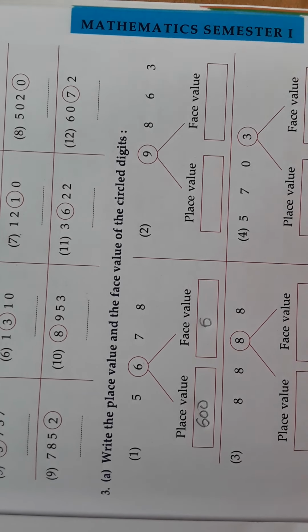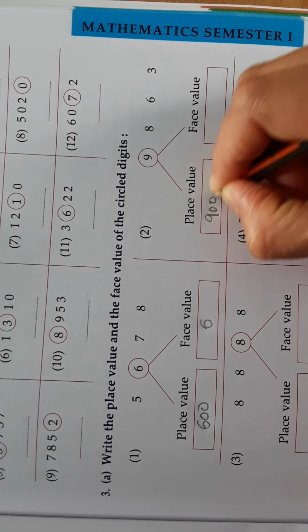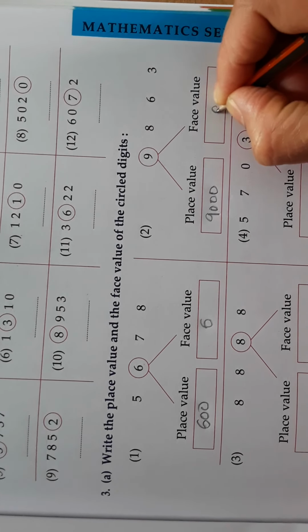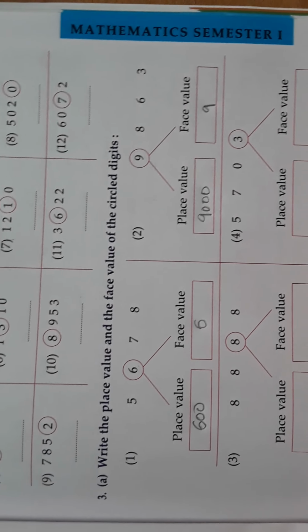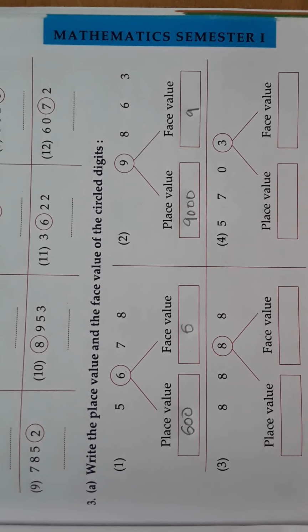Okay? See the next one. The place value, it is in thousands place. 9,000. And then face value is the number itself. Okay, face value, place value. You should see that. Okay, understood?